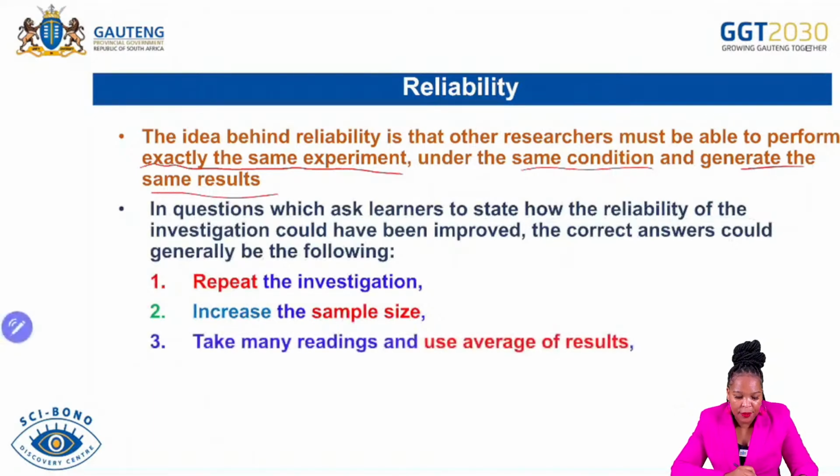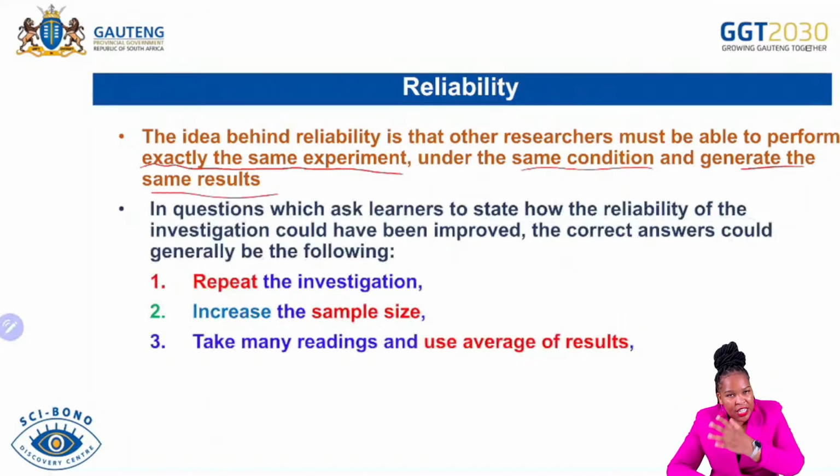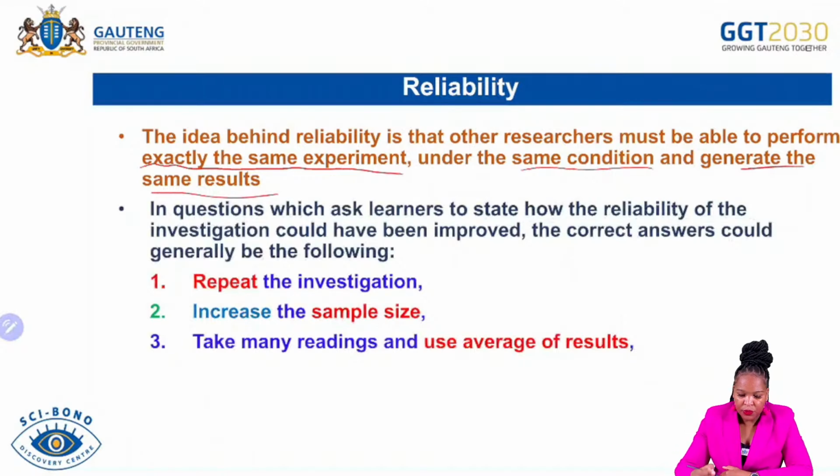Then the third one, take many readings and do the average. So as you repeat, you don't just repeat for fun. You repeat and you record. You're going to record once, you're going to record a second time, and then you're going to record the third time. And then you compare those recordings, or you can add all three and find the average. Then we can say your results are reliable.